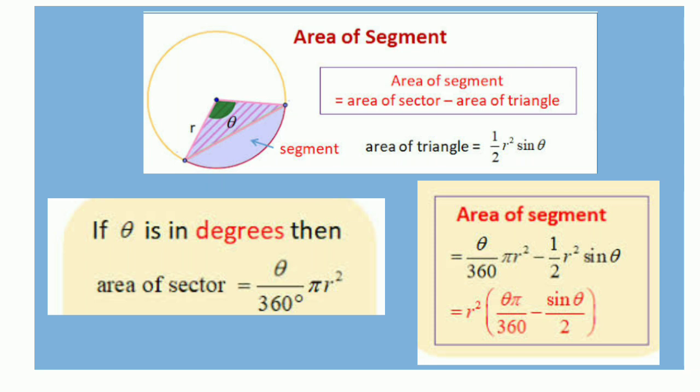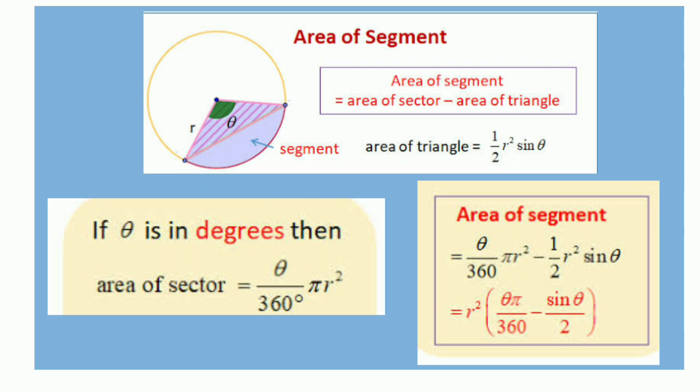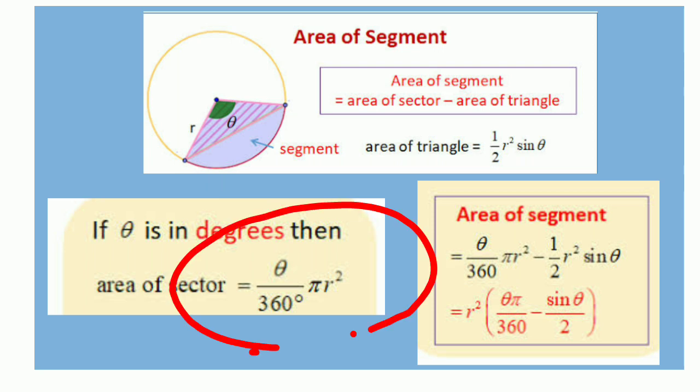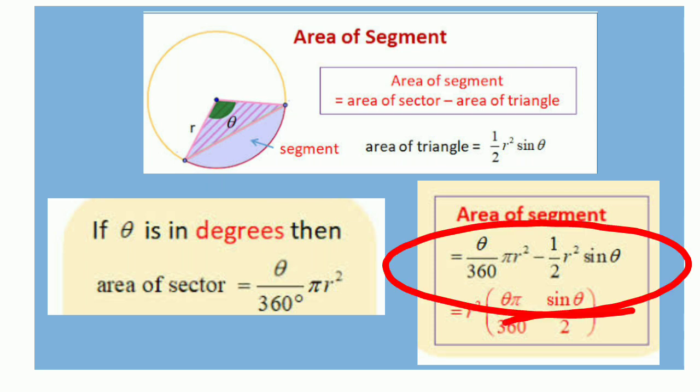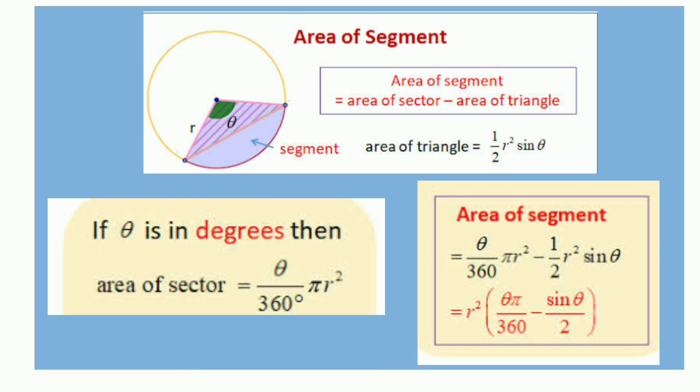Here we have to use trigonometry, and we have to find the area of the triangle, which is half into r square sine theta. Okay, half into r square sine theta is the area of the triangle by using trigonometry. And the area of sector you already learned, theta by 360 into pi r square. Then what is the area of segment? Area of segment is equal to area of sector minus area of triangle. So theta by 360 pi r square minus half r square sine theta. So this is the formula to find the area of a segment.